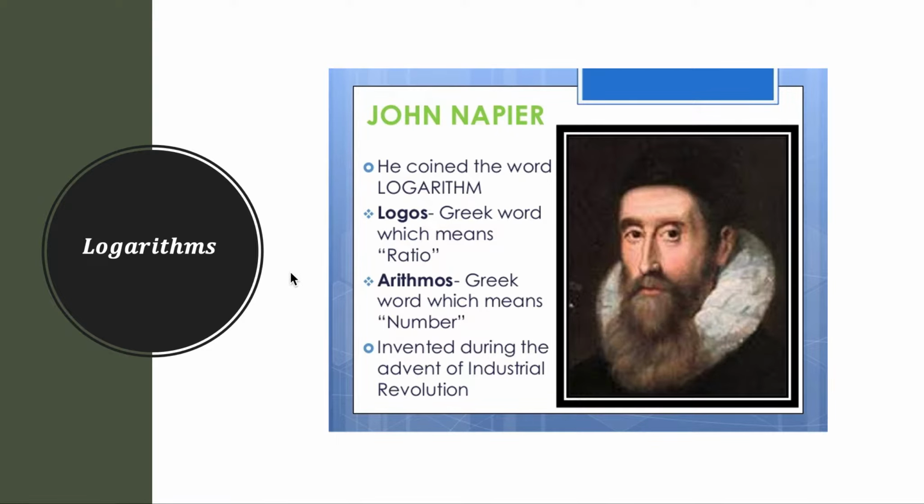A short information about logarithms. John Napier coined the word logarithm. Logos is a Greek word which means ratio. Arithmos is a Greek word which means number. And logarithms were invented during the advent of the Industrial Revolution.